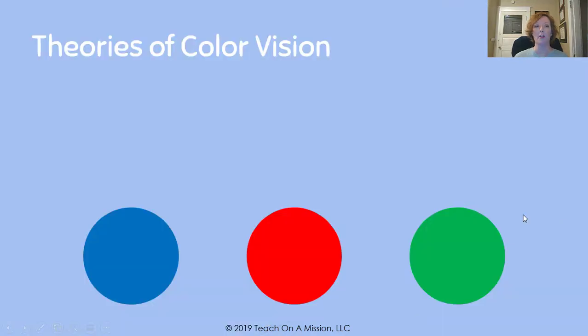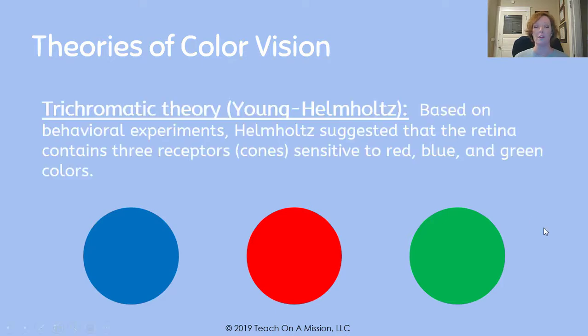Okay, so let's talk about theories of color vision, because there are a couple of different theories about why and how we see different colors. The first one is the trichromatic theory, or the Young-Helmholtz theory. This is based on behavioral experiments. The researchers suggested that the retina contains 3 receptors or cones sensitive to red, blue, and green colors.